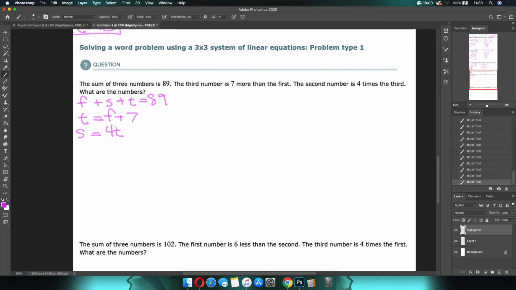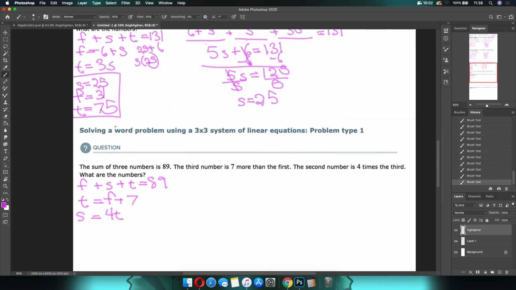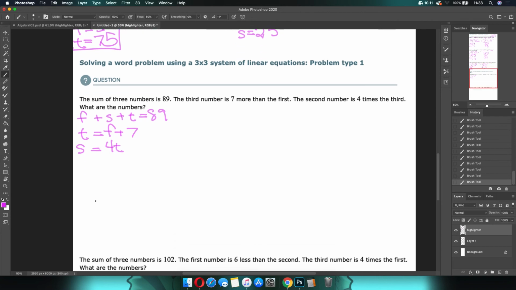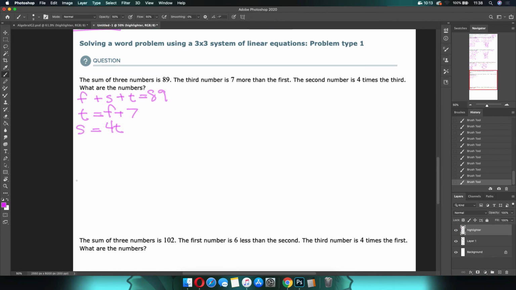This is where the difference is. Let me see if I can scroll up. Here, your extra equations always had the same variable. It was an s and an s. Here, we have two different variables, an f and a t, and that gives a lot of students pause when they're first trying to figure this out.